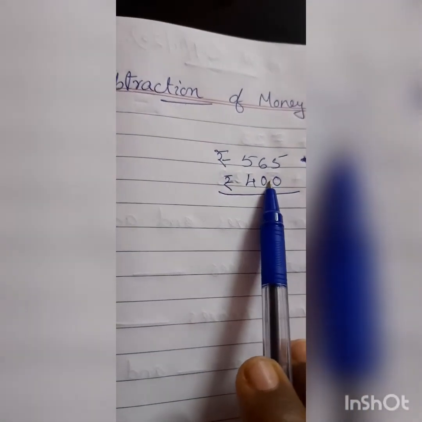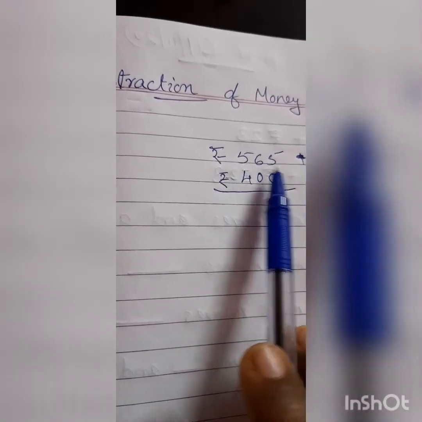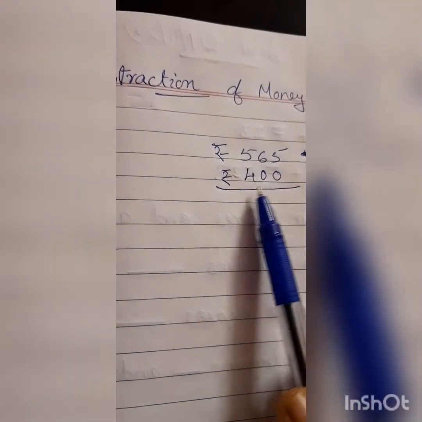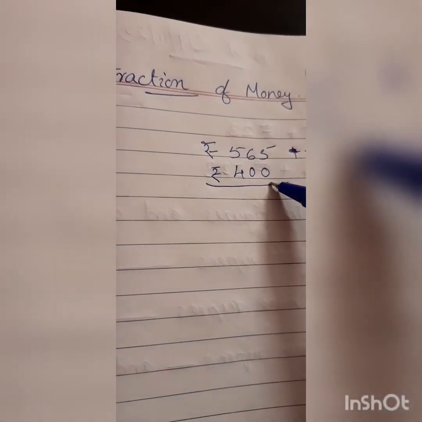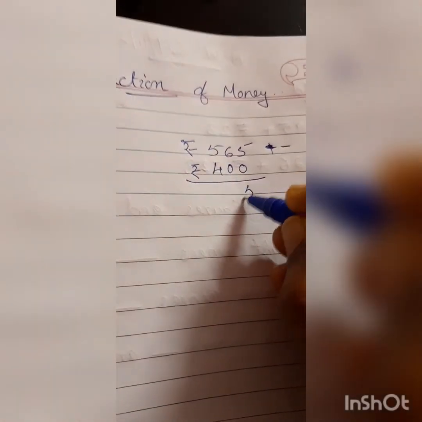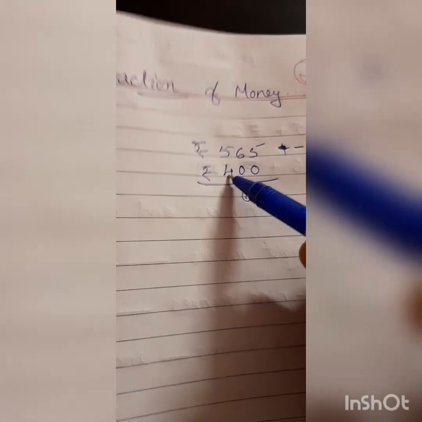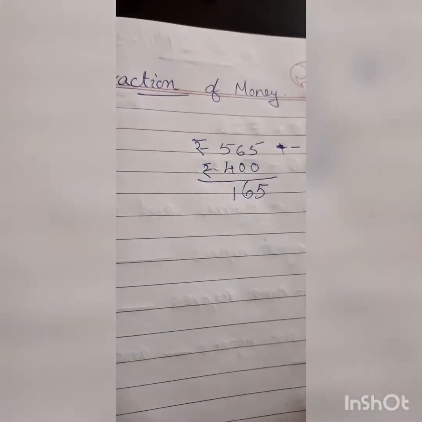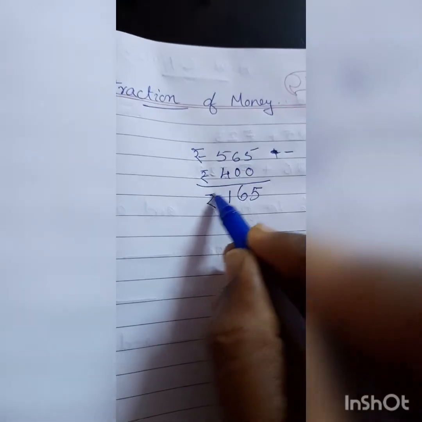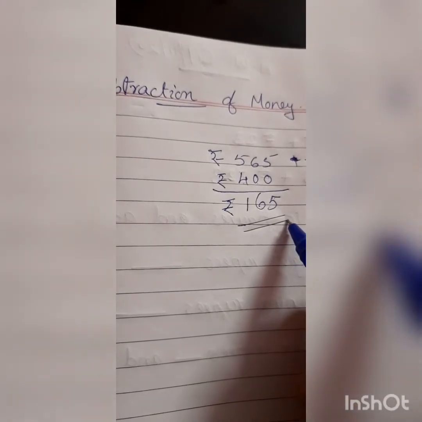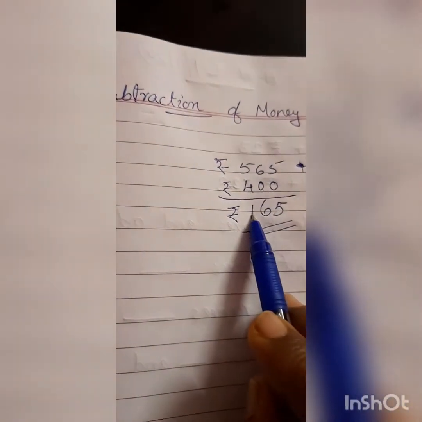Already we know when we subtract, it is only possible from the bigger amount. So 565 minus 400. Then 5 minus 0, yes, 5 itself. And 6 minus 0, 6 itself. And 5 minus 4, that is 1. So here also before the amount you should write the symbol of the money. The balance amount, or the left amount, is 165.